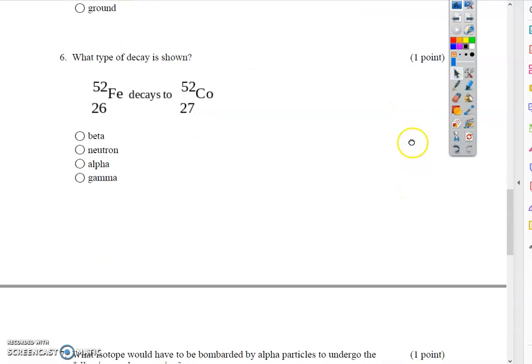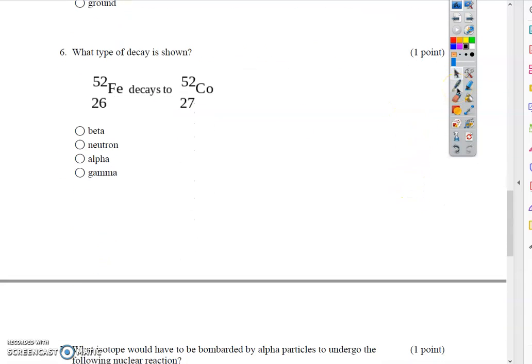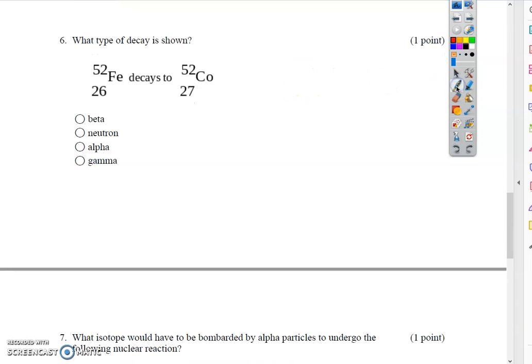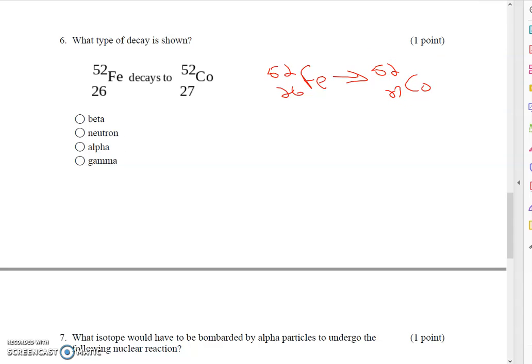Now remember, when you have a decay problem, this is telling you that this iron-52 decays, so that's the only thing to the left of the arrow. You're getting this cobalt-52, but just like anything else, we have to make sure the masses and all that stuff add up here. So you have 52 on the top and on the left for the mass number, you have 52 on the right. So whatever this particle is, it's going to have 0 mass.